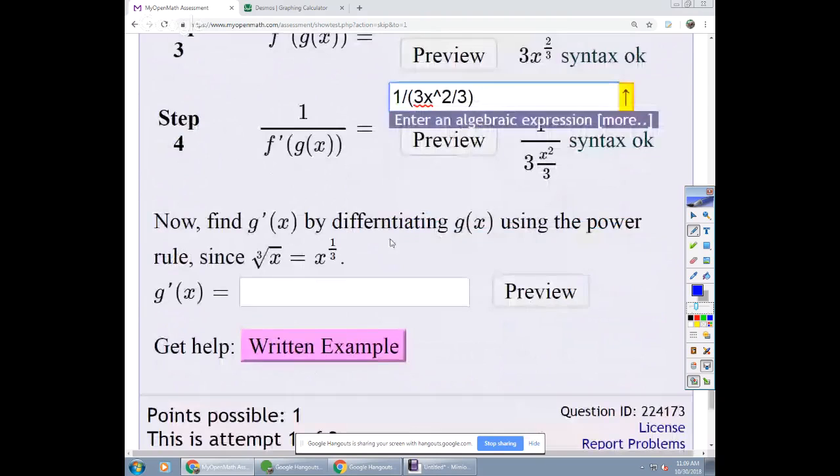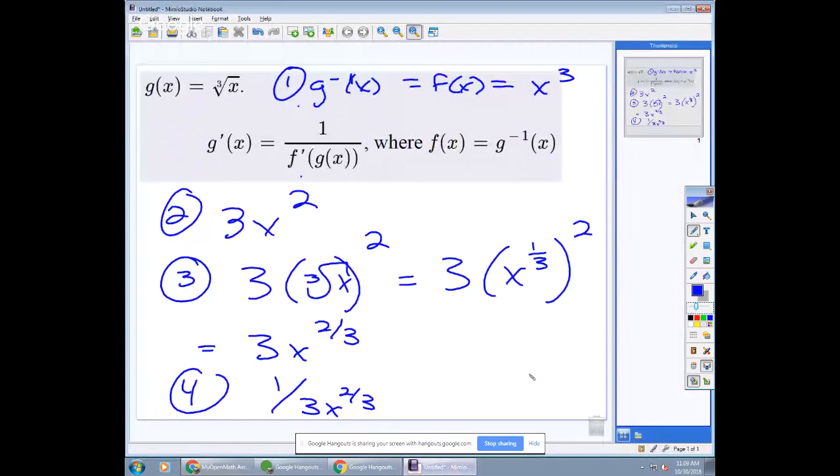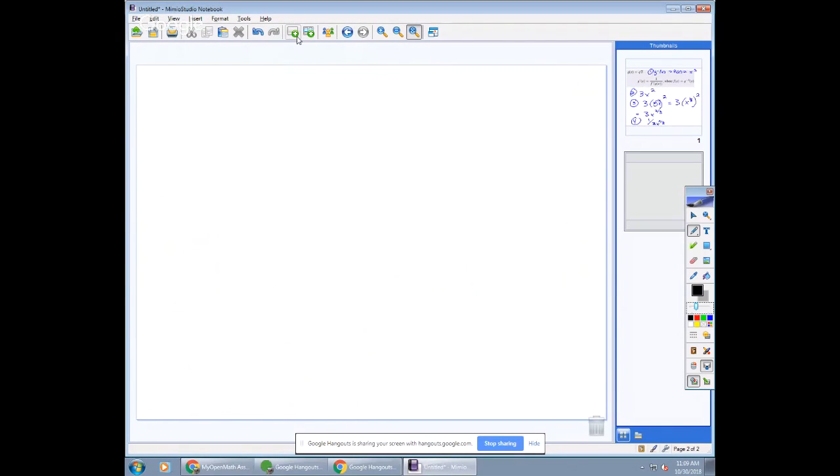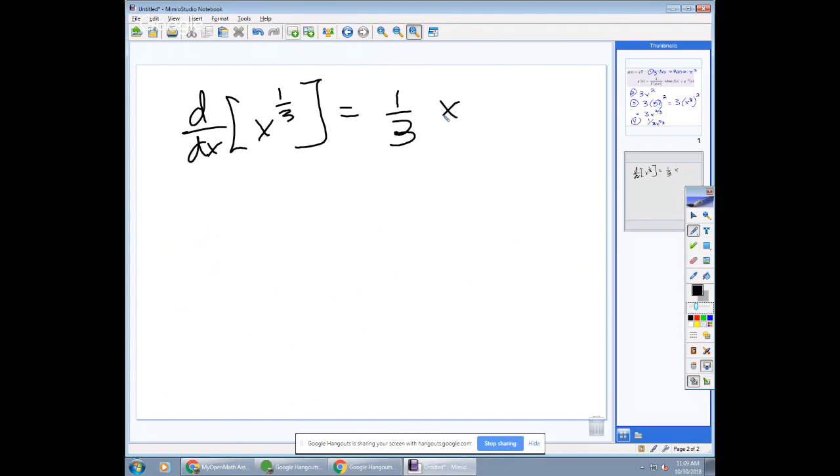Down here it says, hey, use the power rule on x to the 1/3 to see if you get the same thing. So let's double check, see what we get. The derivative with respect to x of x to the power 1/3 is 1/3 times 1/3 minus 1. 1/3 minus 3/3, which is negative 2/3. So 1/3 x to the negative 2/3.